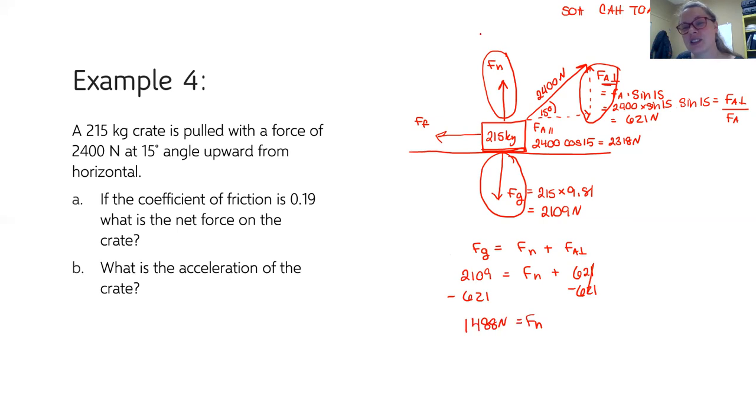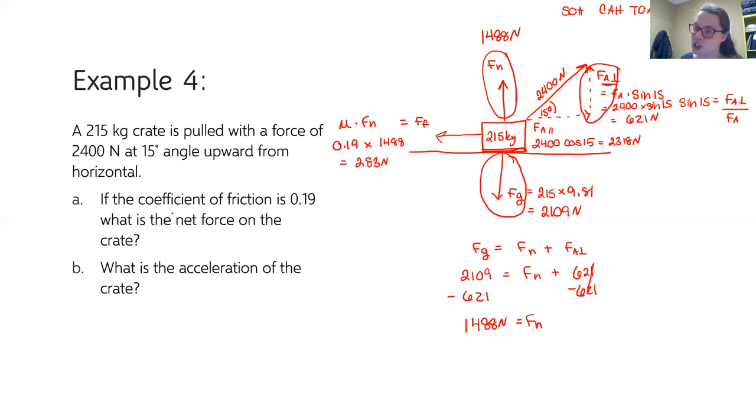So normal force, we know, is 1,488 newtons, and now we can calculate the force of gravity, the force of friction, and the net force. The force of friction is mu times Fn, which is 0.19 times 1,488, which gives us a force of friction equal to 283 newtons.